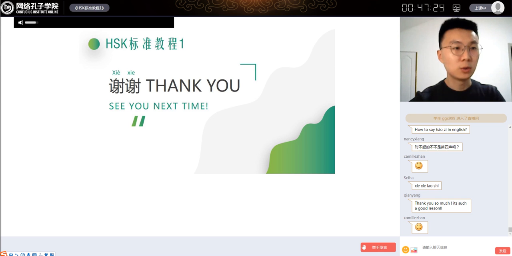This 不, we should read it with a light tone. There's no tone in this 不. 对不起, 对不起. This 不 is a light pronunciation. We will learn it in the next class.